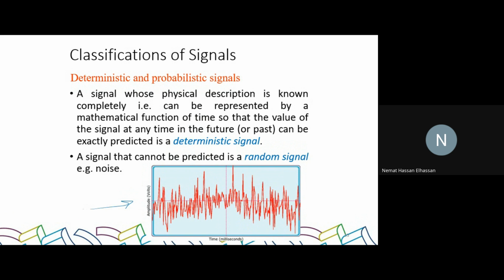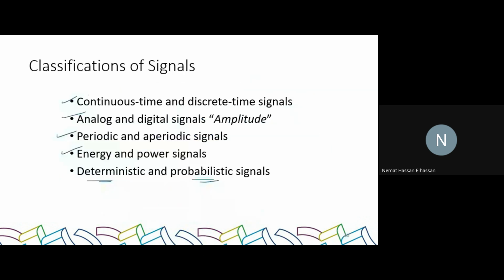Why? Because we can say it will probably be in this range. For example, temperature. I cannot say that tomorrow at 2 p.m. it will be exactly 40 degrees. But I can say, based on the information I know, it will be in this range. So it's probabilistic. Probably it will be this value. Similar to oil prices, gold prices. You cannot determine it. Probabilistic signal. Make sense? So these are the different ways we can categorize or classify signals.